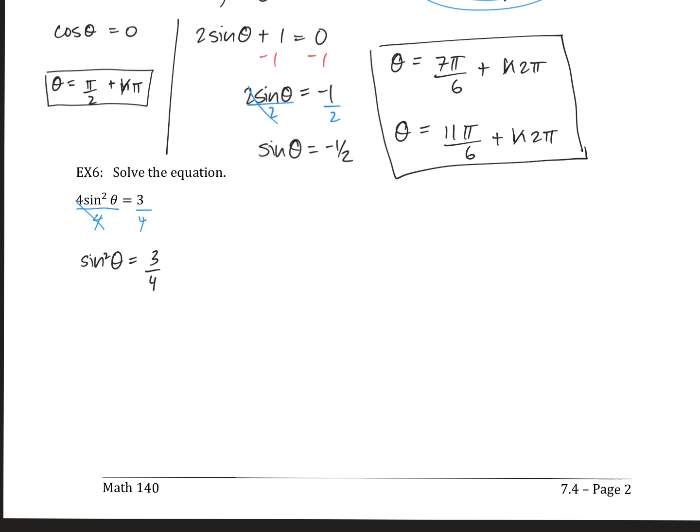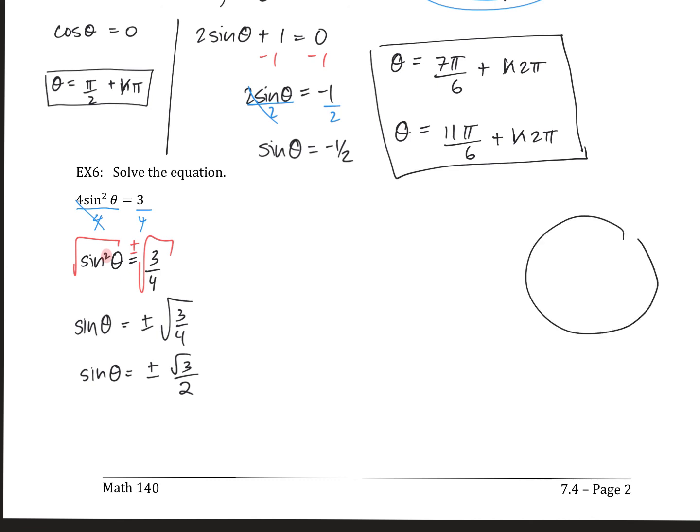Now notice, it's a little sneaky this time. We've got that squared going on there. So we'll have to take the square root of both sides, including the plus or minus. And then we'll have sine of theta equals plus or minus the square root of 3 over 4, which simplifies into sine theta equals plus or minus the square root of 3 over 2. So now we have to think, when is sine of theta positive root 3 over 2 or negative root 3 over 2? Let's take a look at a unit circle here.